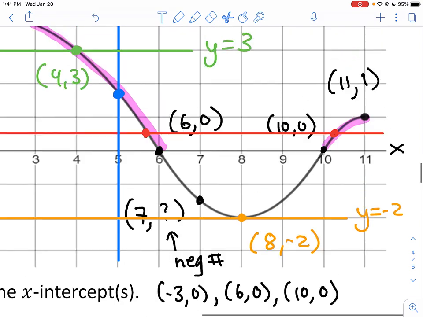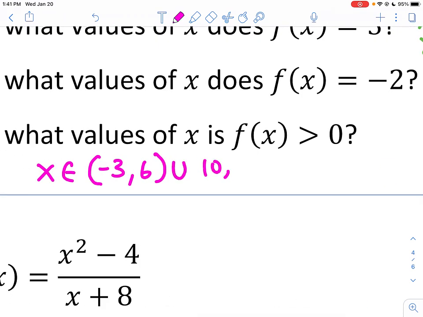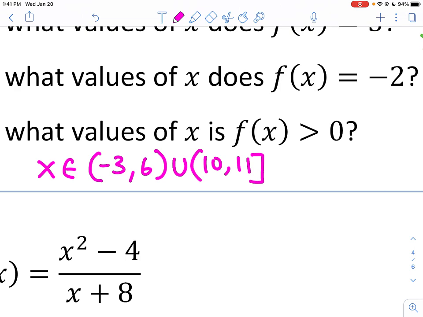But then there's another portion over here. So join this with a union symbol, and then go from 10 to 11. Now the 10 is excluded because when you plug 10 into the function you get 0, and 0 is not positive. But 11 is included because when you plug 11 in you get 1, and 1 is positive.